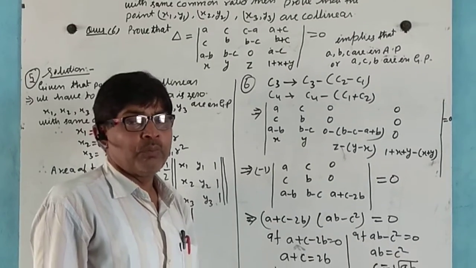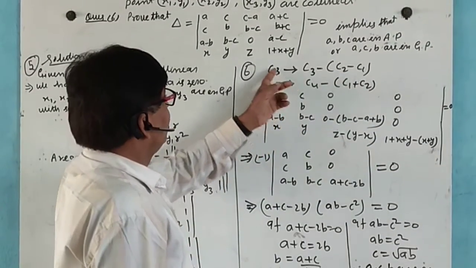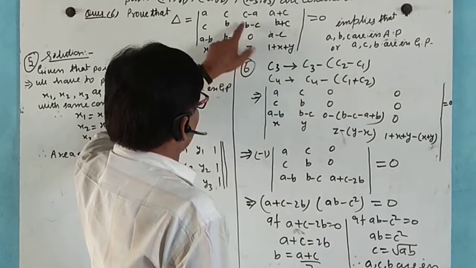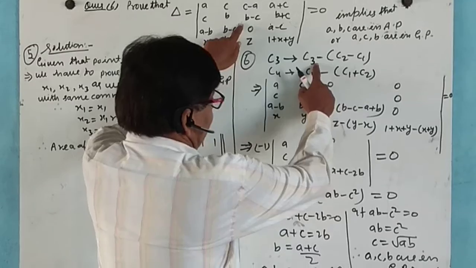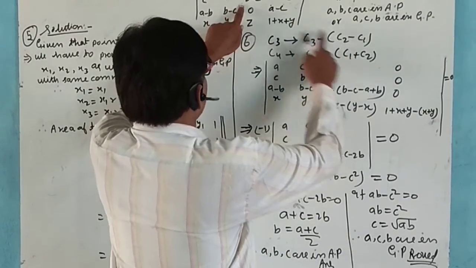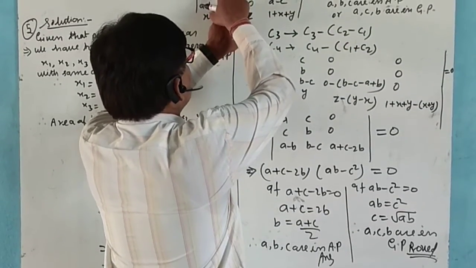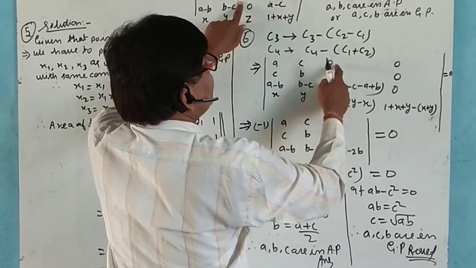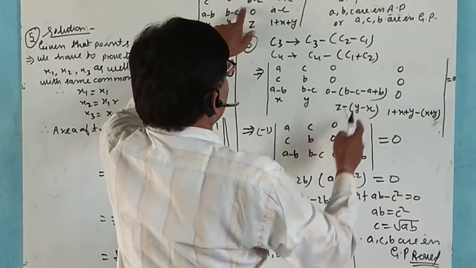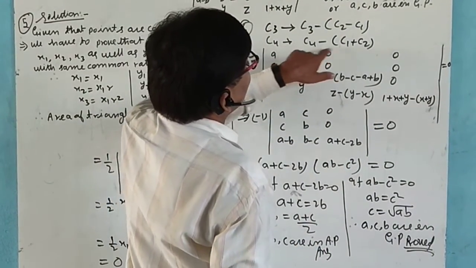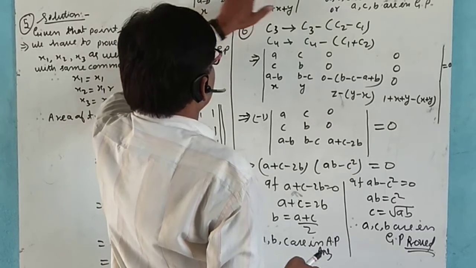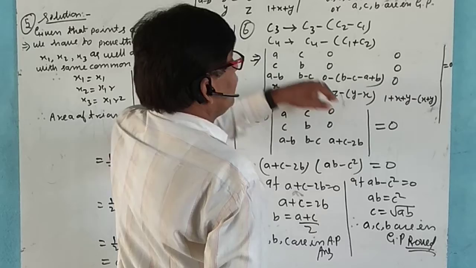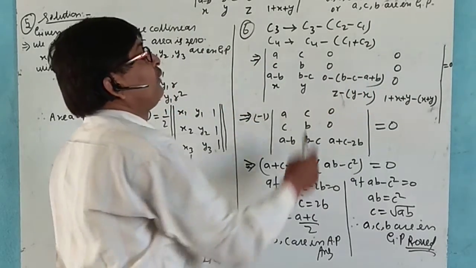Now here, we apply C3 minus C2 minus C1, C2, and C minus A, subtract from here, this becomes 0, 0, and similarly C3, C4. Also C1 plus C2, A plus C, subtract from here, 0, B plus C from here, that is 0, so that we get the determinant.